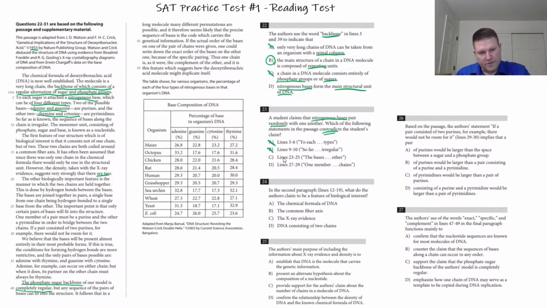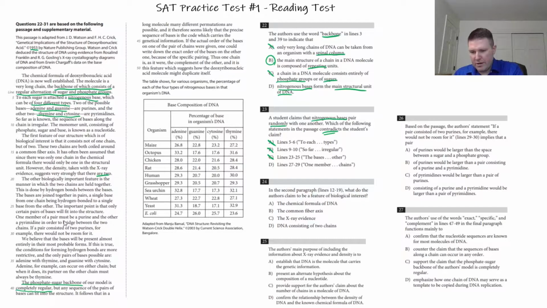And then for C, lines 23 through 25, the bases are joined together in pairs, a single base from one chain being hydrogen bonded to a single base from the other. Again, this isn't disproving that they just pair randomly. It's just stating how it works, right? And then if we look at 27 through 29, just to make sure this is good. So 27 right here.